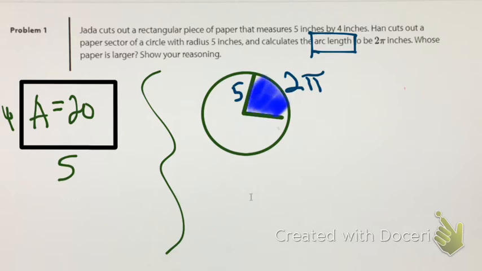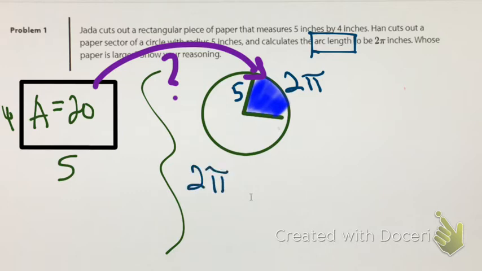So that is our question, because we're comparing it. He says, well, whose paper is larger? Which is larger, the rectangle or the sector? That is the ultimate question here. So let's come back and say, okay, I can't go with the area formula. I have the arc length, so I've got to go with that.